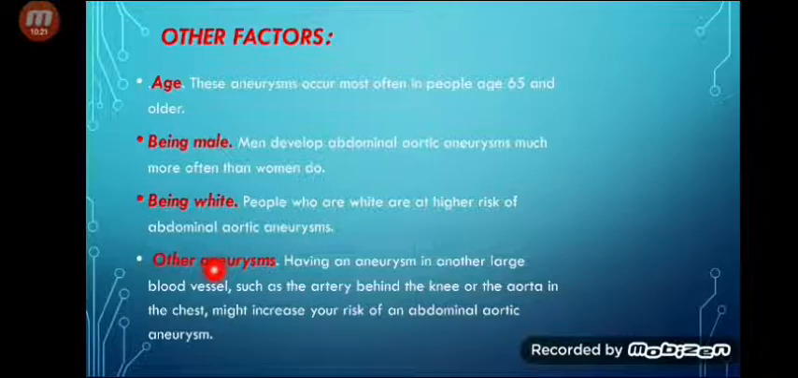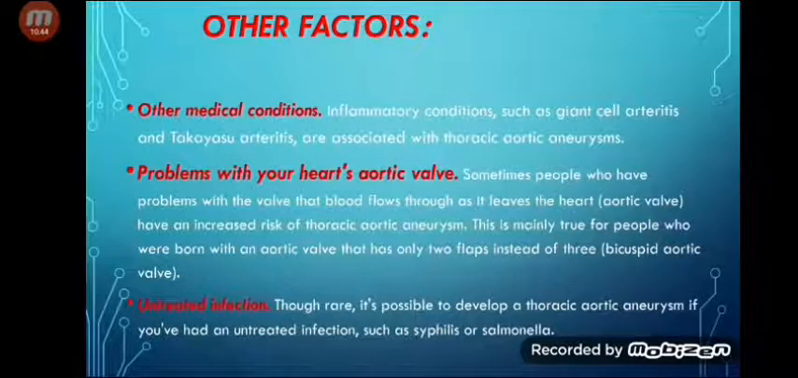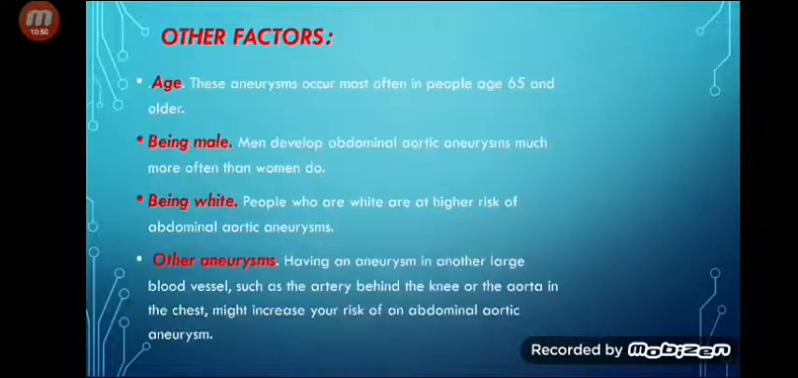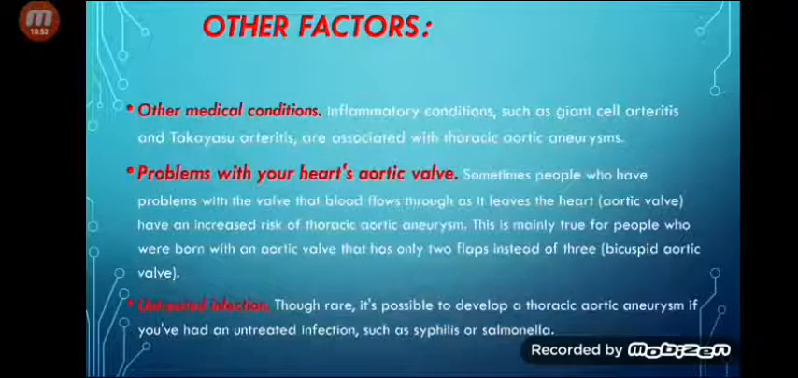Other aneurysms: having an aneurysm in another large blood vessel, such as the artery behind the knee or the aorta in the chest, might increase your risk of an abdominal aortic aneurysm. Other medical conditions: inflammatory conditions such as giant cell arteritis and Takayasu arteritis are associated with thoracic aortic aneurysm.